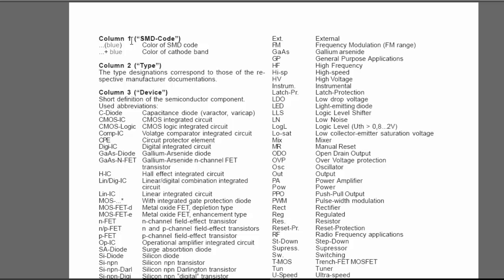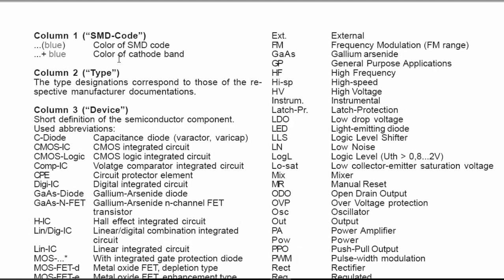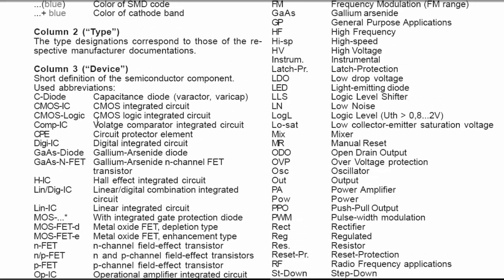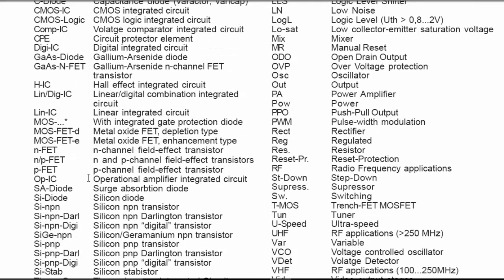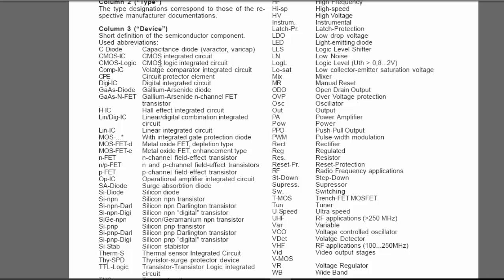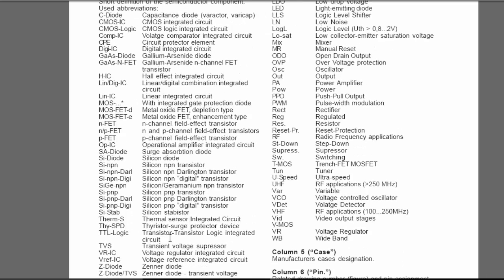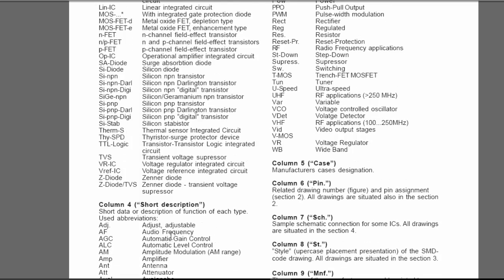Here is the description. Column 1 is the SMD code. The second column is the type, the designations corresponding to the components. What is the specific number for that equivalent code? Then there is the device. What type of device is it? Is it a diode? Is it an IC? It's a digital IC. A short definition, and you can find its explanation here. Then there is the short description.